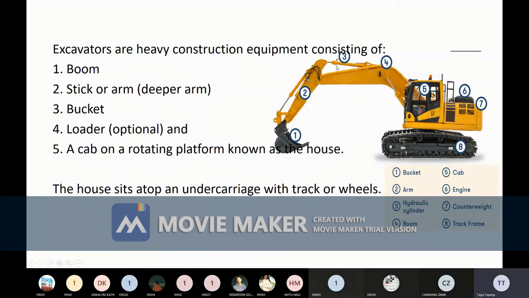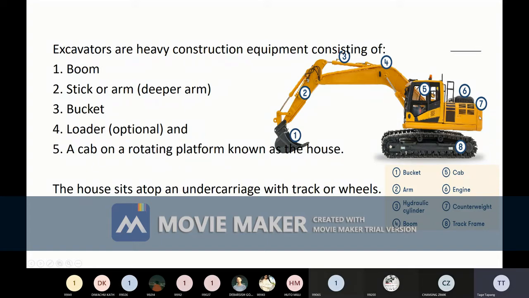This is number two. Number three, you can see hydraulic cylinder. This is one example of hydraulic cylinder. Another example of hydraulic cylinder. So all the working parts are controlled by hydraulic cylinders. Simply by moving the cylinder piston rod in and out, all the jobs are done. Number four, boom. This portion, this curved portion. Number five, cabin for operator. Six, engine. Seven is counterweight.